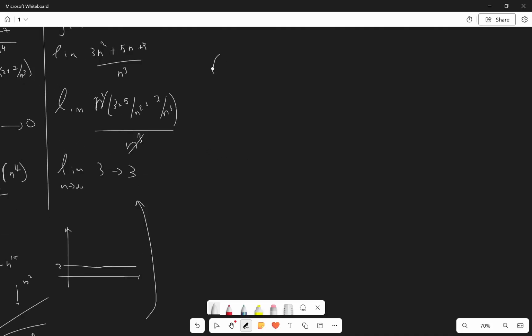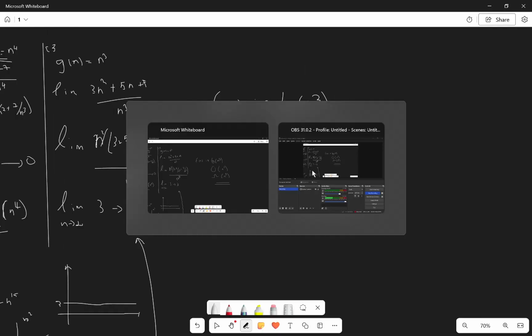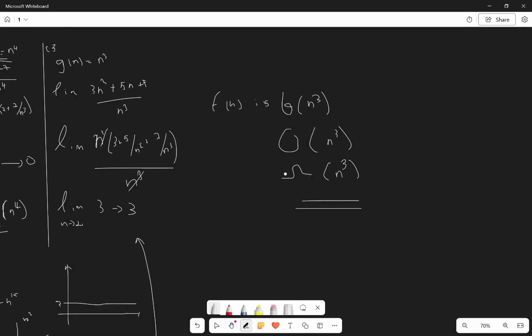Therefore, we can say Fn is theta of n cube. Because theta notation exists, we can say O of n cube and big omega of n cube as well. Alright, so that's how you can use limits to find out big O and other notations.